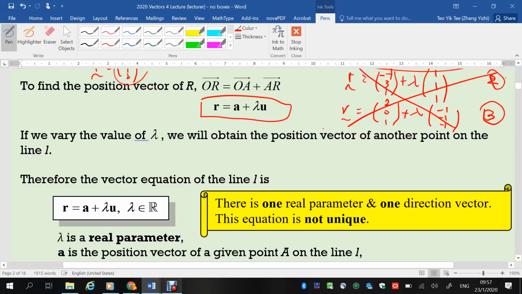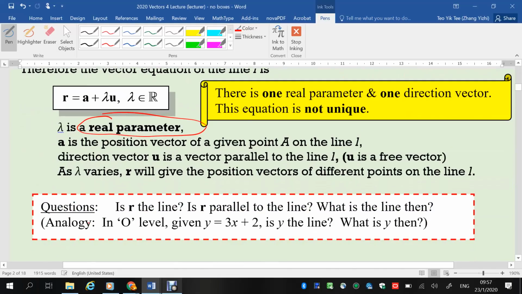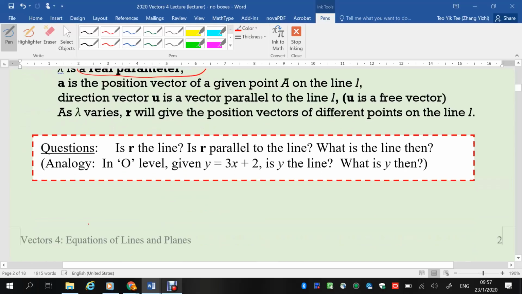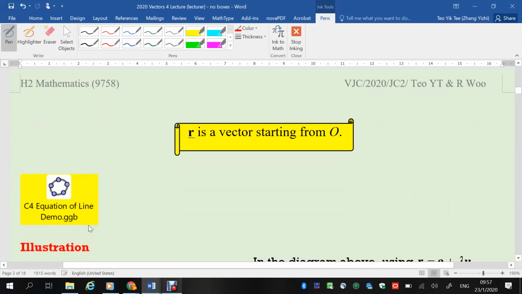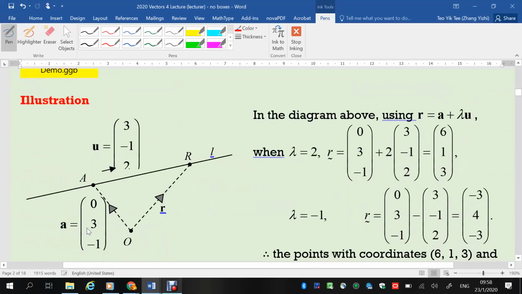Reminder again, you have learned your complex numbers. Lambda must be real, cannot be complex. It should not be confined to just an integer. So lambda can be 1, can be 1.231, can be 7.21187, whatever you want. Everything is applicable. Every lambda that you pump in will produce a point on the line. So this is roughly what you have.